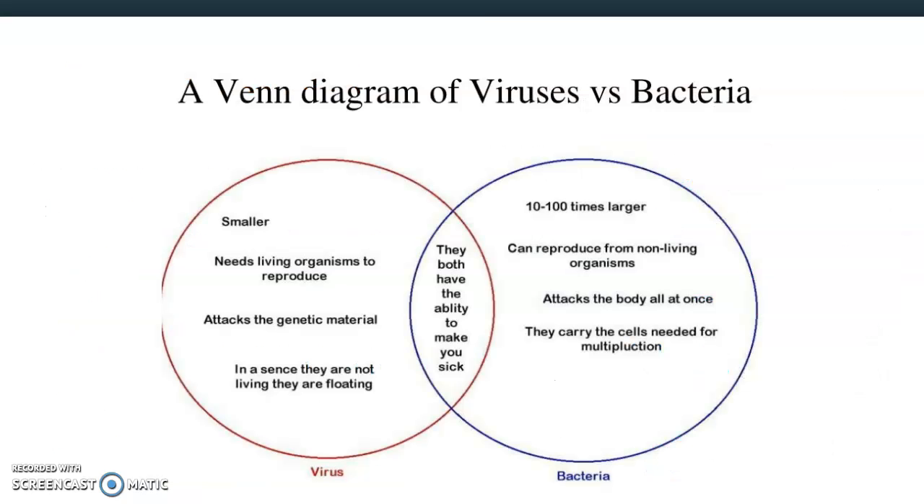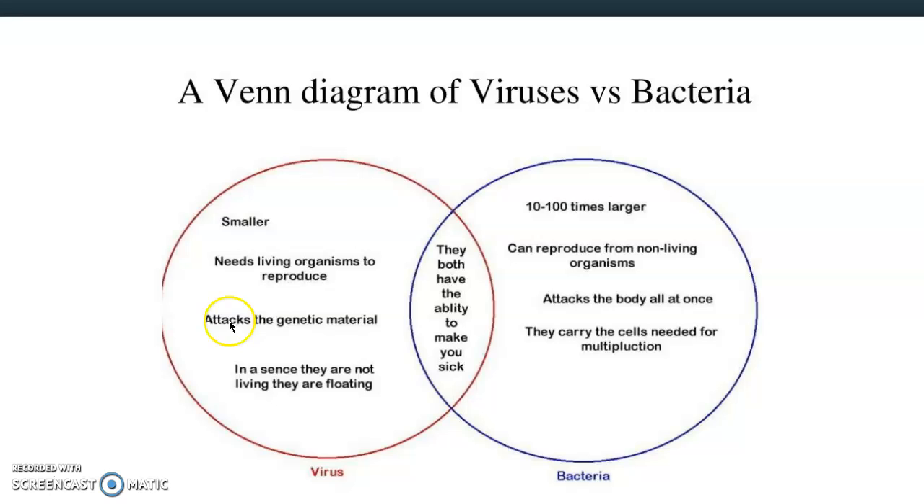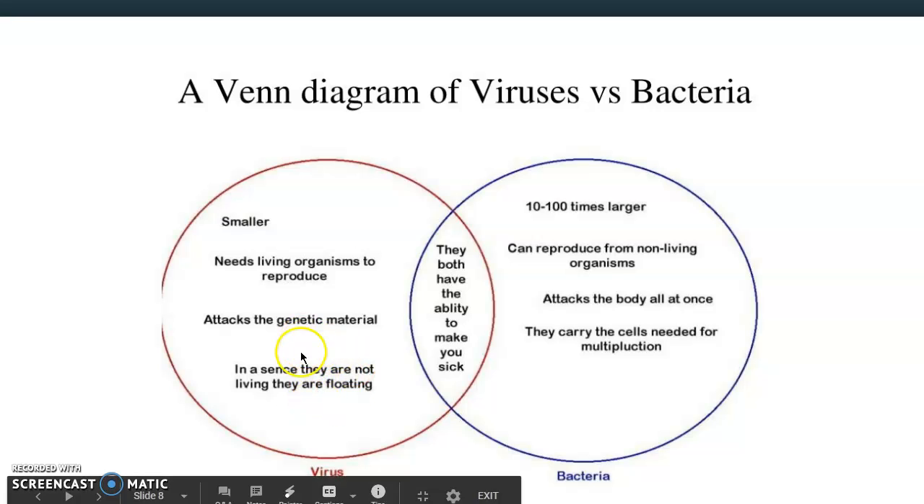So we have a good little Venn diagram to kind of show how to compare and contrast our viruses versus our bacteria. Bacteria are a type of cell. So when we look at our virus, they tend to be pretty small. They need a living organism to reproduce. They attack the genetic material of a host cell, and in a sense they are not living. We say that cells are living because they can reproduce. Our viruses can't reproduce on their own. They need to use some other cell's ability to reproduce. So we say that viruses are not living.